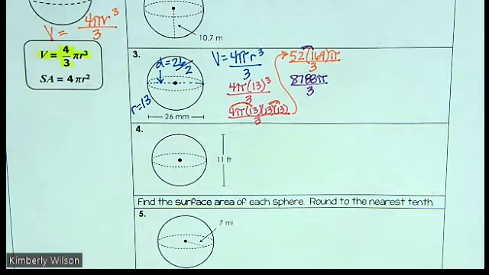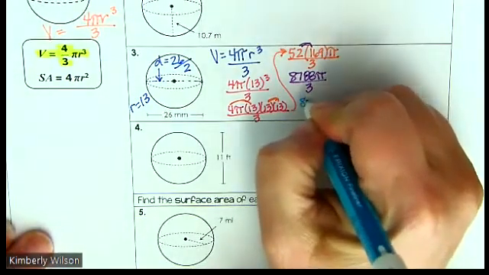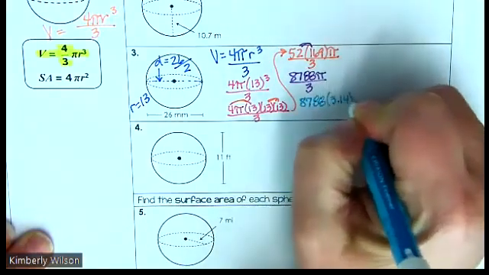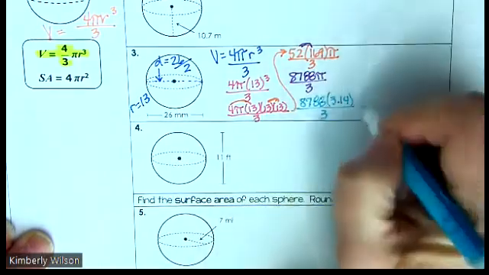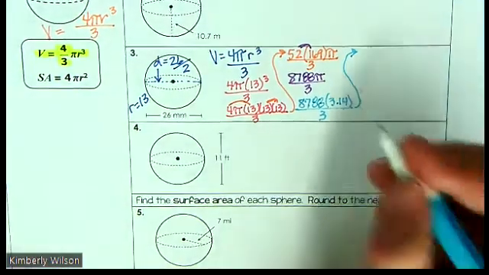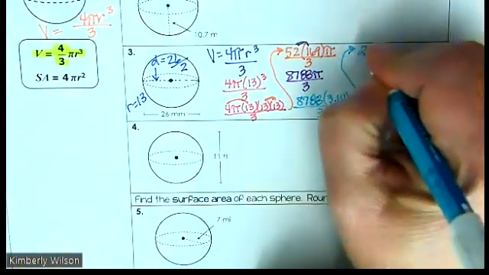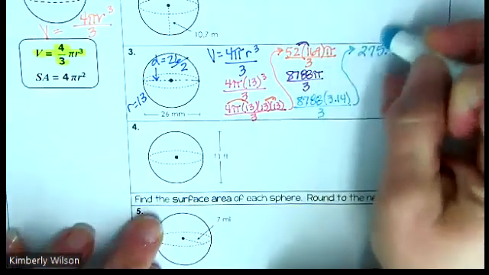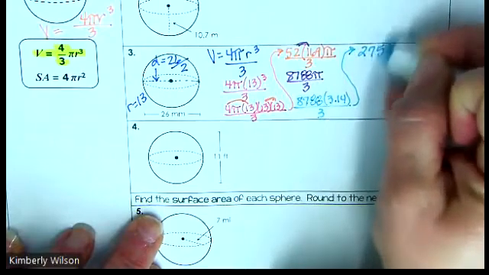So I have to now plug in the 3.14. So I have 8788 times 3.14, all divided by 3. 8788 times 3.14, which gives me 275 point, oops, put the decimal too soon. Gotta pay attention to that.